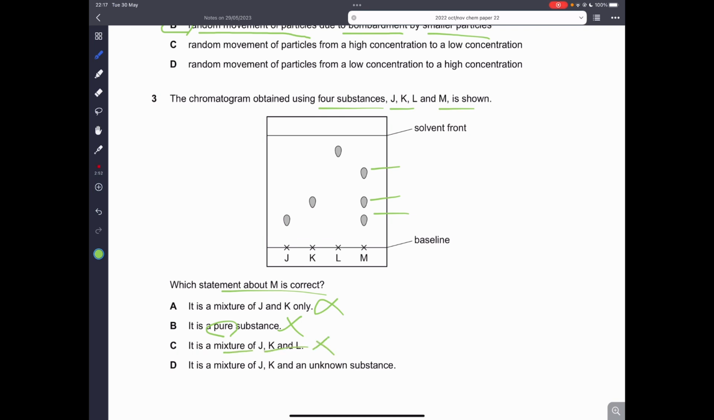This is not correct, because it contains J and it contains K, because the Rf value is the same, but it does not contain L, because it does not have the same Rf value, so it does not work that way. And so it is a mixture of J and K and an unknown substance, which is this one. This is the unknown substance. And therefore D is the correct answer.